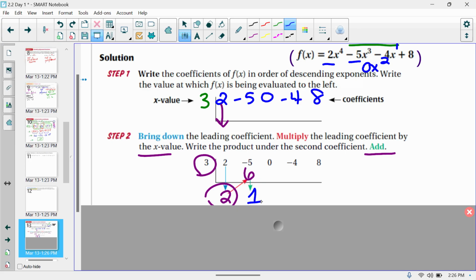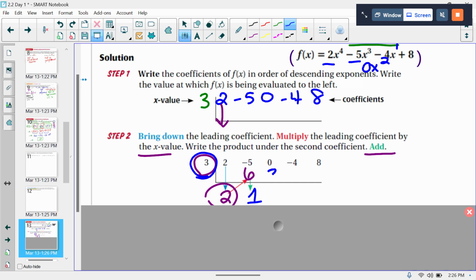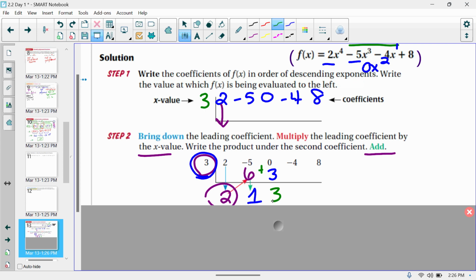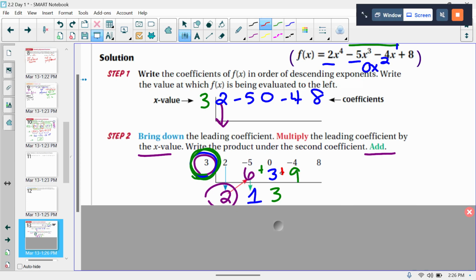Okay, I know this seems a little weird at first, but now you're going to keep doing it. Your new number, 1, you're going to take it times 3 again. 3 times 1, and you're going to write it here. And then you're going to add straight down again. 0 plus 3 is 3. And then you're just going to do it again. The new number, 3, gets multiplied by this again. 3 times 3 is 9. And then you're going to add straight down again. Negative 4 plus 9 is 5.